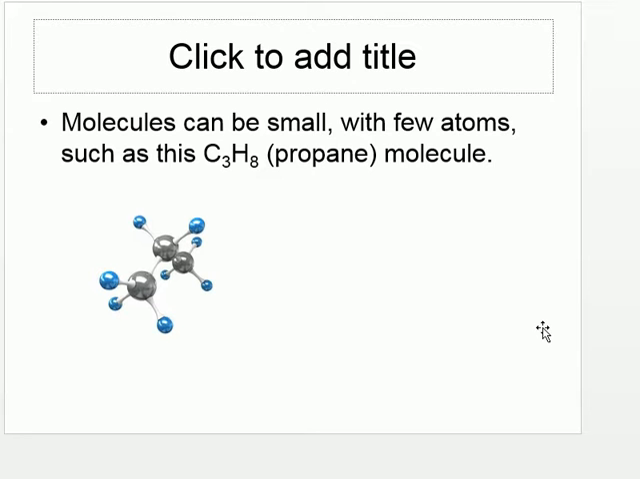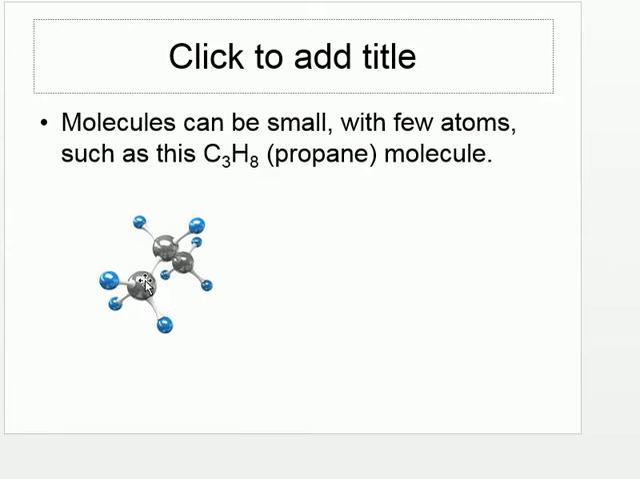Okay, on to molecules. You can stick atoms together. So we were talking about atoms and pure elements, but atoms can stick together. And here's propane. It's got 3 carbons, which are bigger, that's in gray, and 8 hydrogens. How do you get 8 hydrogens?